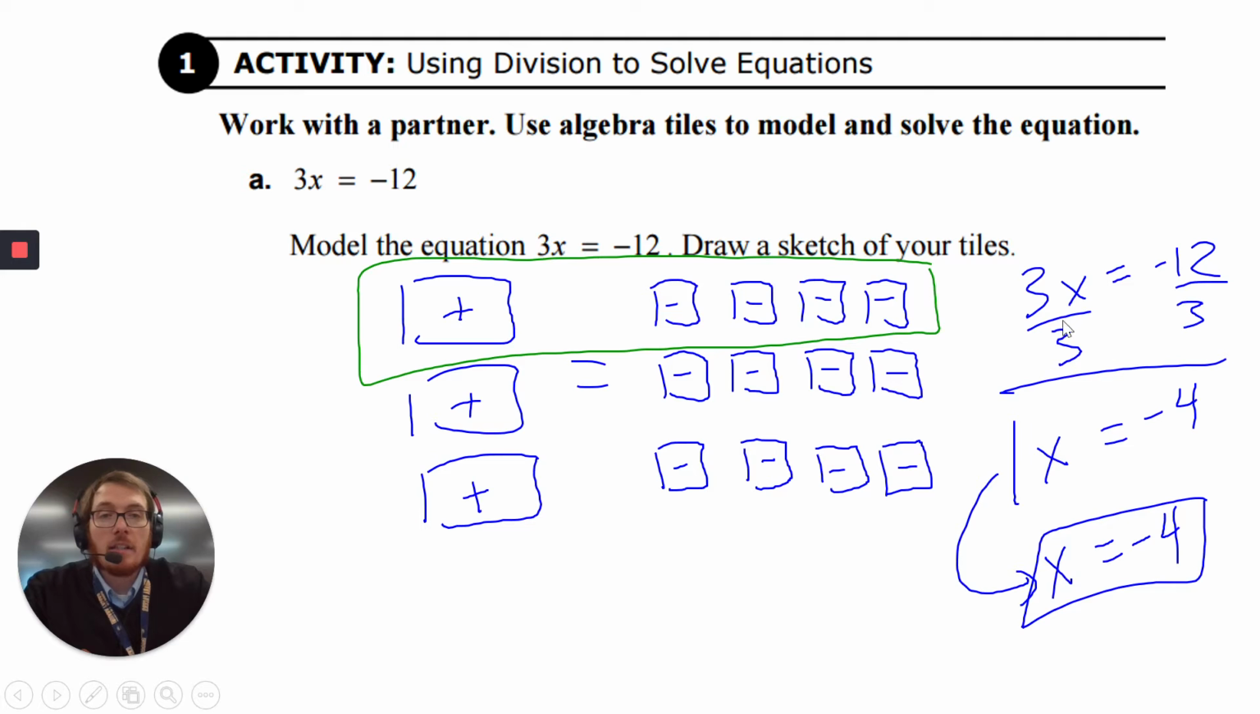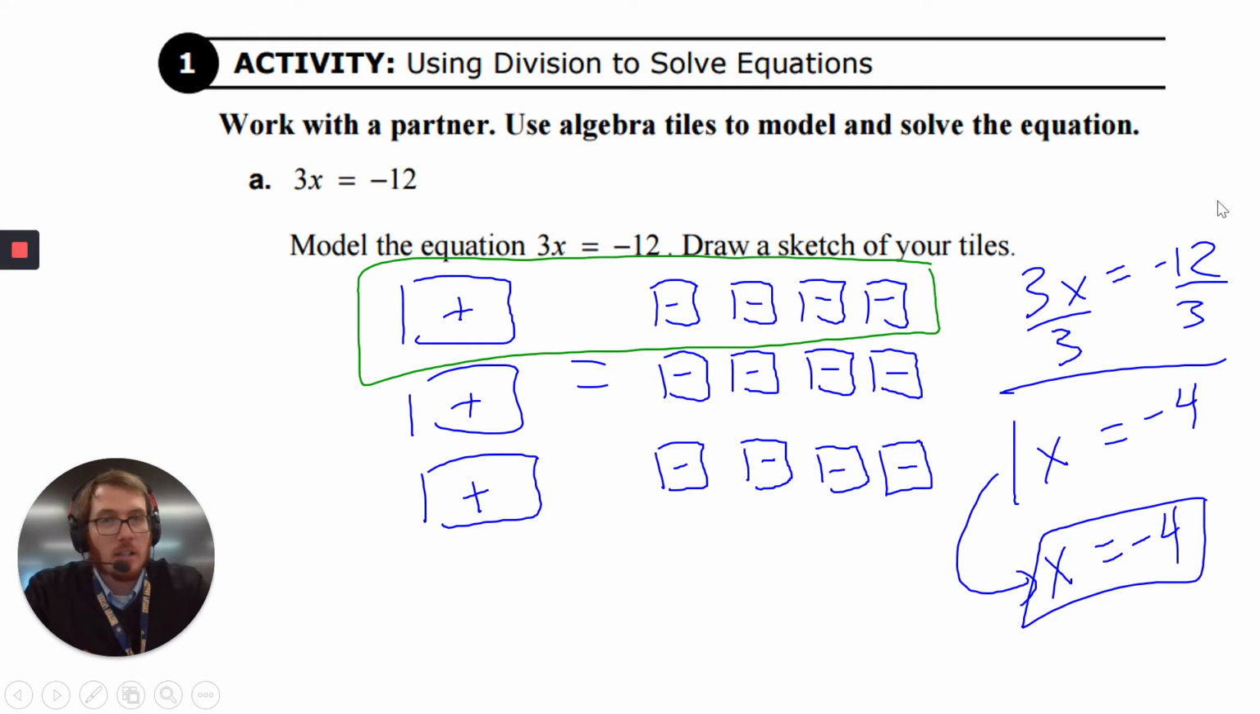So the idea here is that I take 3x and I need to get this coefficient in front of x to be a 1. That would allow me to say x equals something. Remember, 1x is the same as x. So the only way to do that is to get the number in front to be a 1, and 3 divided by 3 would do that. So I have to divide by 3 on both sides. I get an answer of 1x equals negative 4, but I'm never going to write 1x. I just write x equals negative 4.